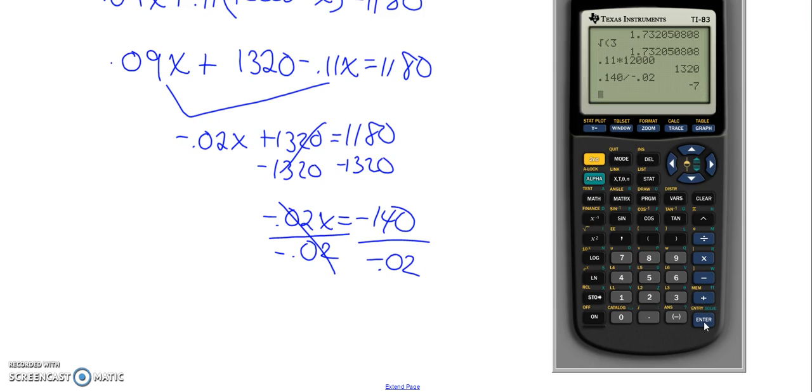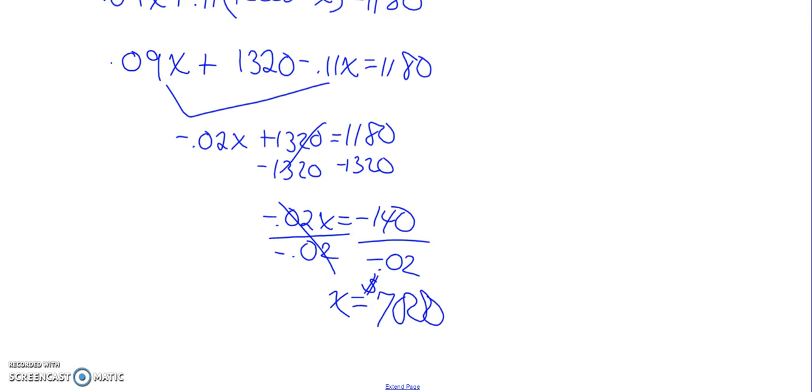I misplaced a decimal point, that's why the whole thing's messed up. Let me do that one more time. Negative 140 divided by negative 0.02. This will be a better answer. 7,000 sounds way better. Don't think we had $7 invested. So that would mean there were $7,000 in the first fund.